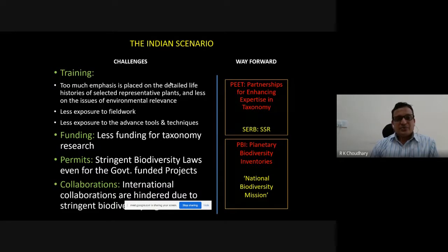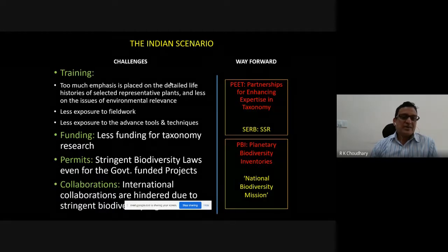Then there is less exposure to fieldwork. People finish the plant taxonomic studies in the lab itself. That should not happen. There is also less exposure to advanced tools and techniques. In many of the labs I have seen, they have not even seen the gel electrophoresis unit. They have not seen the PCR. So we should get more and more exposure to advanced tools and techniques.